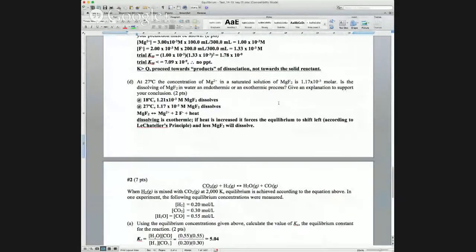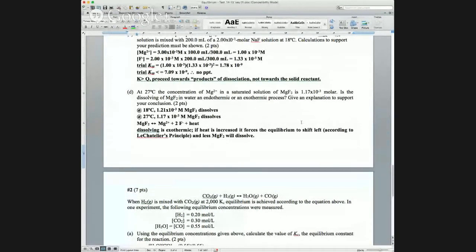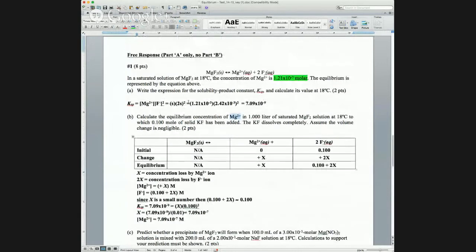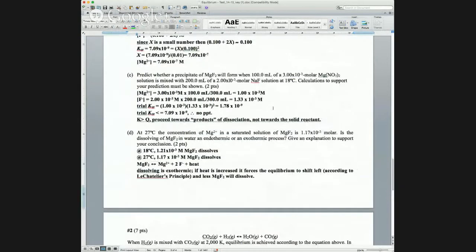Okay, 1D. Now at 27 degrees Celsius, the concentration of Mg2+ in a saturated solution is 1.17 times 10 to the negative 3rd. Is the dissolving endothermic or exothermic? And give an explanation to support. So what they did is the original temperature was 18 degrees. At 18 degrees, the concentration of the Mg2+ was 1.21 times 10 to the negative 3rd. Then you increase the temperature to 27 degrees and the concentration of the Mg2+ dropped to 1.17 times 10 to the negative 3rd.